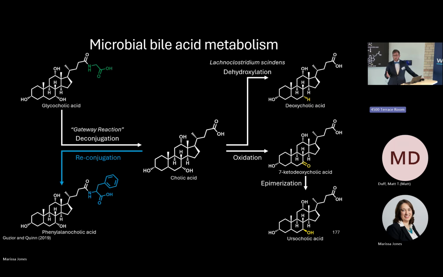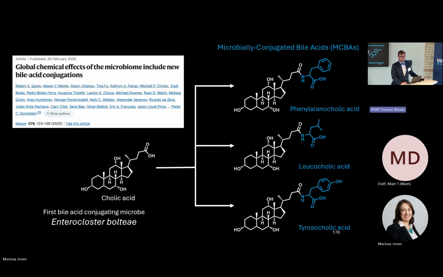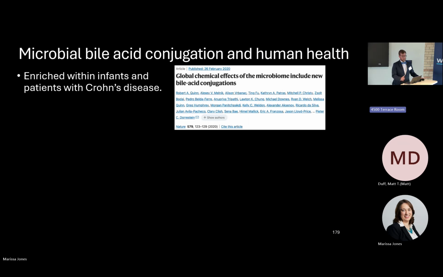However, I'm more interested in this still somewhat novel biotransformation by our gut, where non-canonical amino acids, or those outside of glycine or taurine, were found to be ligated to our bile acids. This gave rise to what I'll refer to as MCBAs, or microbially conjugated bile acids, throughout the rest of the talk. These were first described in 2020 by my PI at Michigan State, Rob Quinn, where he and others within the Dorrestein lab found that Enterocloster bolletiae, a gut microbe that has been associated with different mental disorders such as autism, was capable of ligating phenylalanine, leucine, and tyrosine to cholic acid, thus broadening our host bile acid pool by 3 different bile acids.